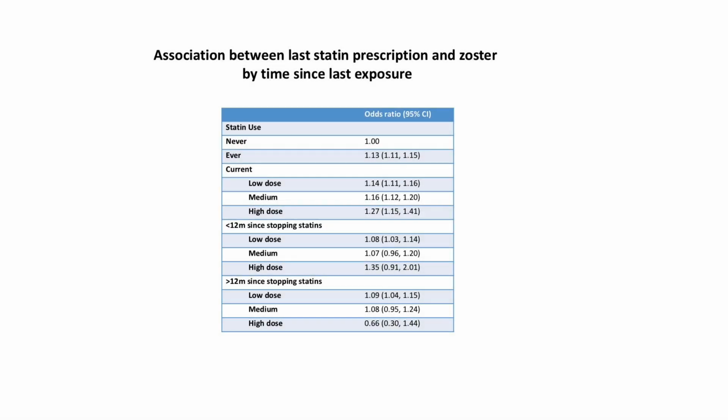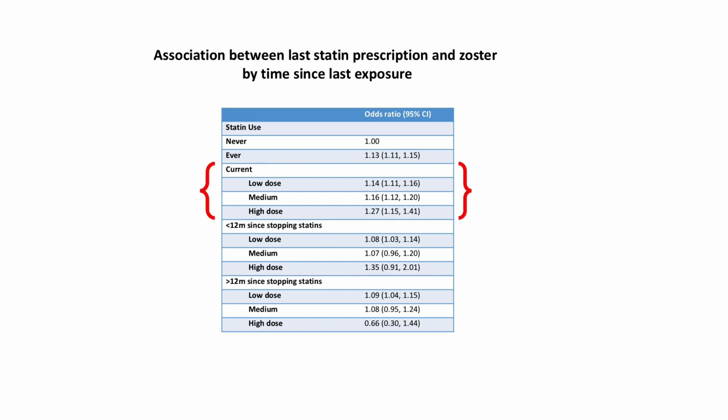144,959 patients with zoster diagnosis were matched to 549,336 zoster-free patients. Our main analyses found strong evidence for a 13% increase in the risk of zoster in patients that had ever been prescribed statins in comparison to those with no history of statin use. We also reported an increase in risk of zoster as a patient's statin dose increased in those who were currently or recently prescribed statins.